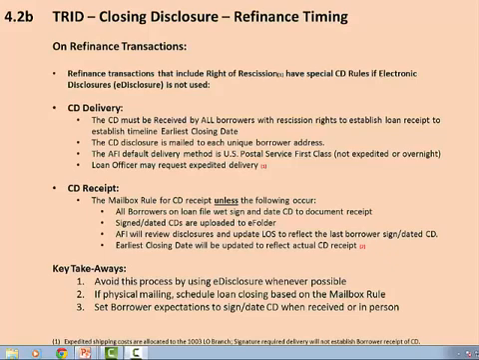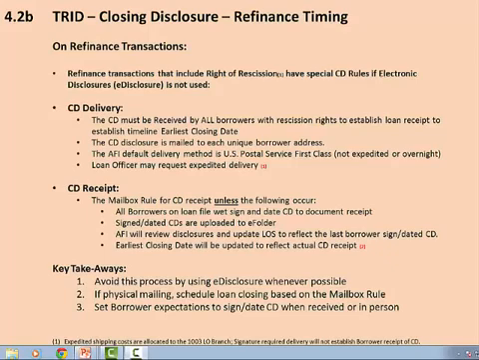The Amerifirst method of delivery will be standard first-class U.S. Postal Service. The loan officer may, in limited circumstances, request an expedited delivery. Please note that overnight delivery will not document borrower receipt.